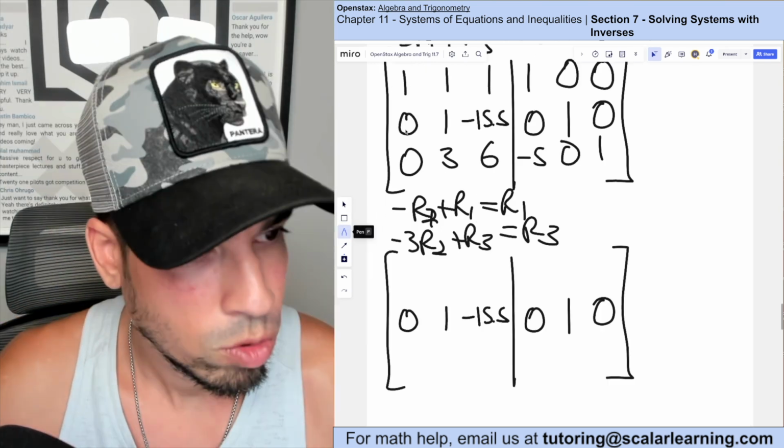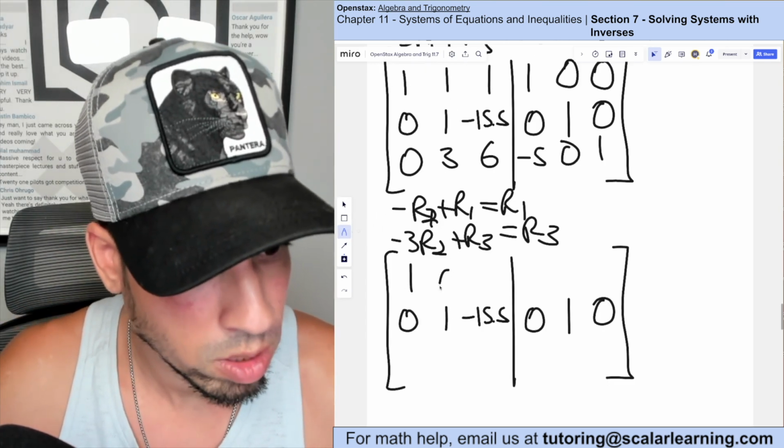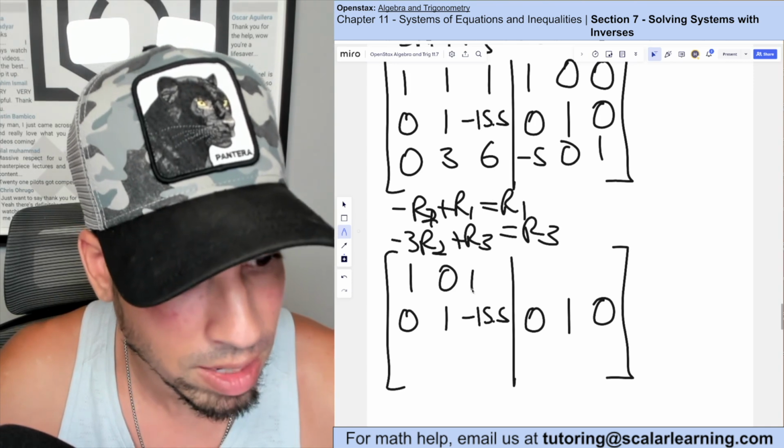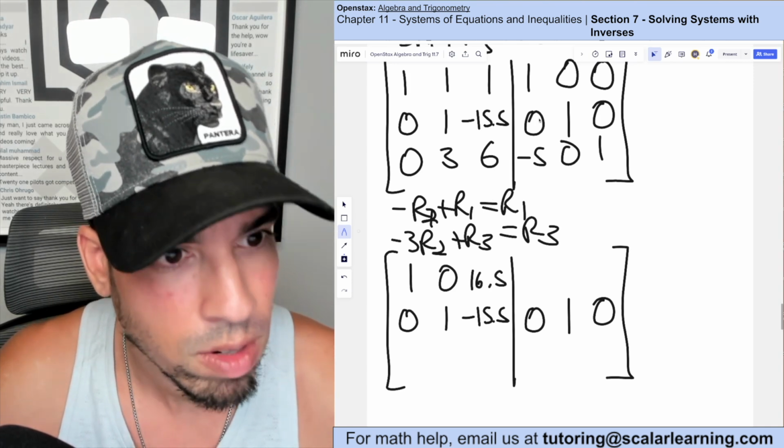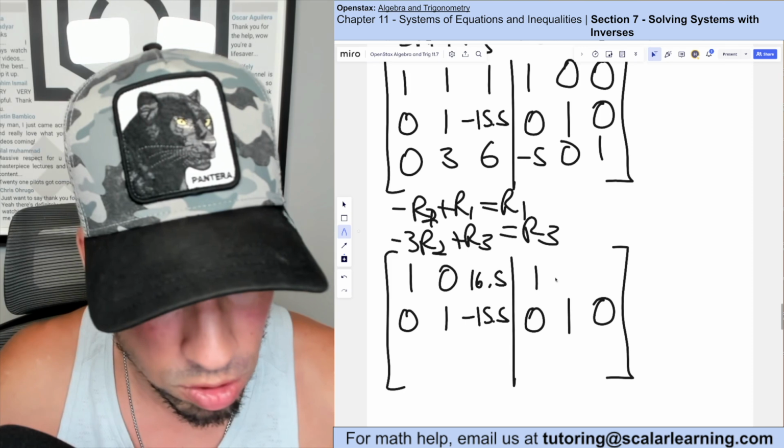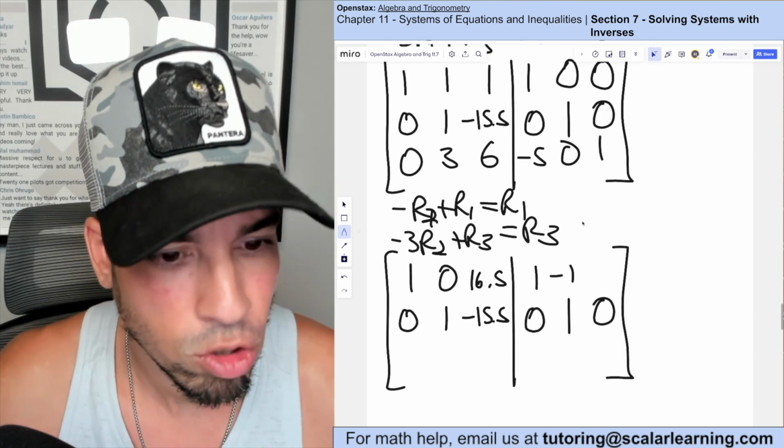Let's write that out. So we got 0 plus 1 is 1. Negative 1 plus 1 is 0. Positive 15.5 plus that is positive 16.5. 0 plus 1 is 1. Negative 1 plus 0 is negative 1. And 0 plus 0 is 0.